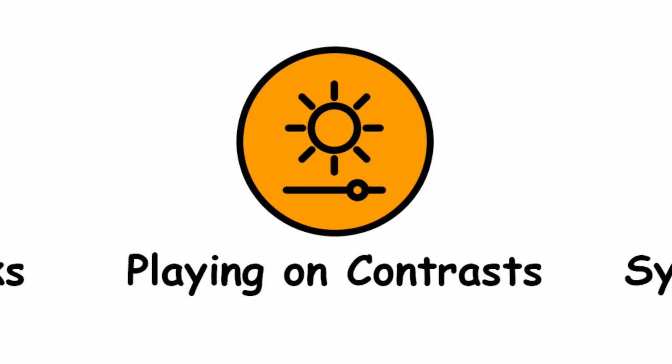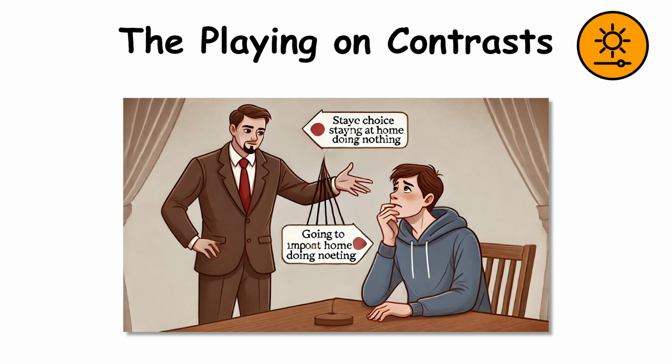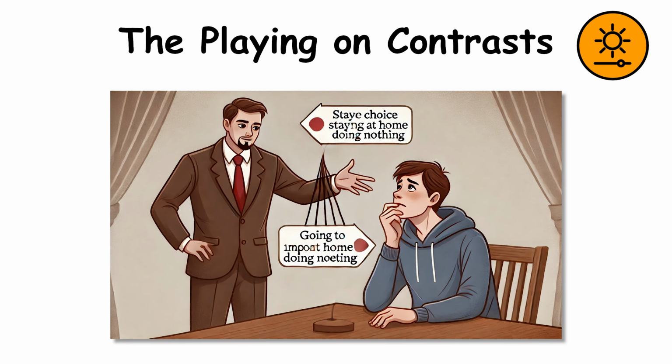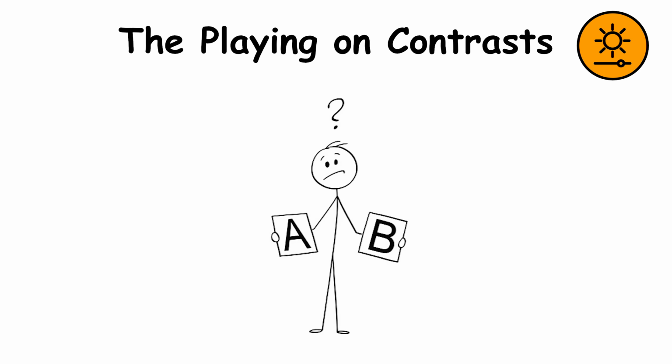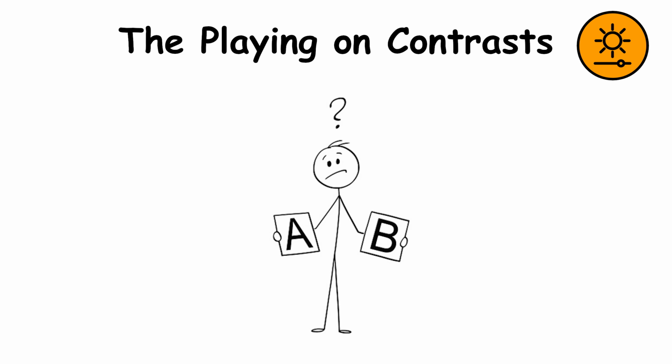The 13th technique is playing on contrasts. The manipulator presents two options, one of which is clearly less appealing, to push the victim towards the other option. This creates an illusion of choice, though it is actually quite limited. For example, the manipulator might offer, "You can stay home and do nothing or come with me to this important meeting." This forces the victim to choose the option that benefits the manipulator, even if neither option is particularly appealing to the victim.